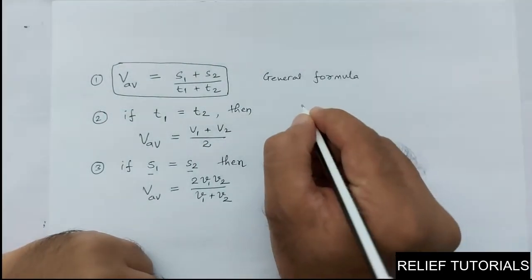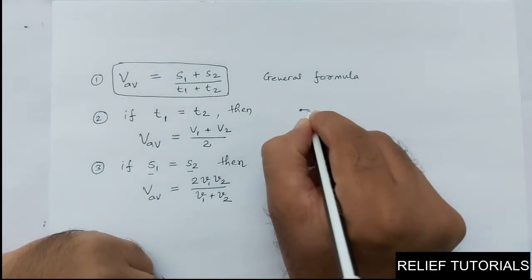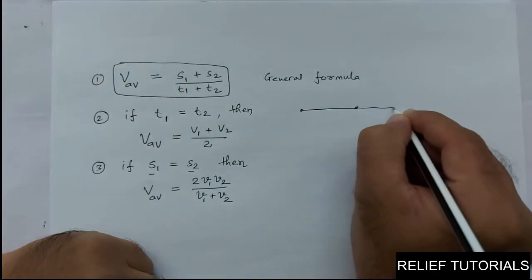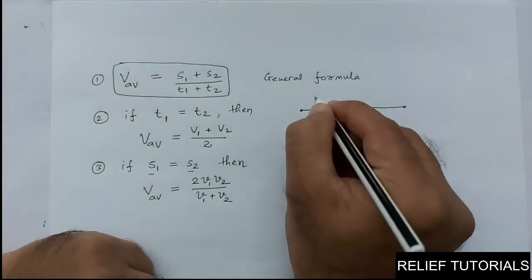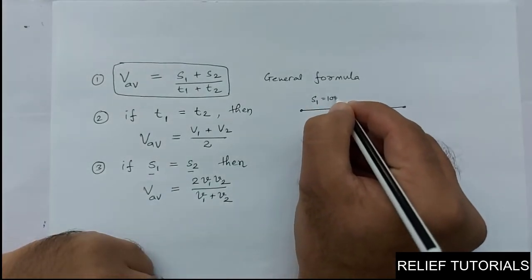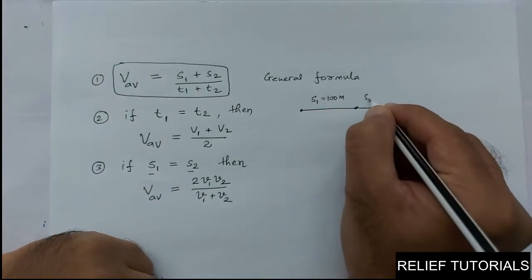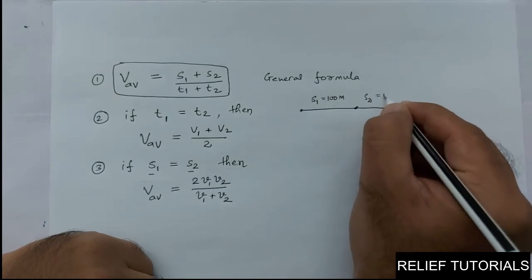Let us say these are the two parts of the journey. In this, S1 is 100 meter. In this, S2 is also 100 meter.